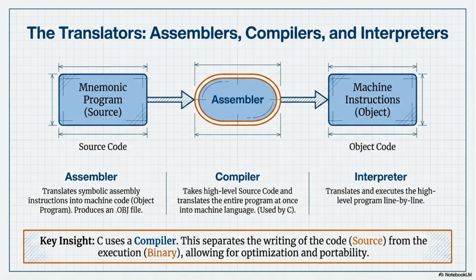Programming languages rely on translators. An assembler converts symbolic assembly into machine code. A compiler translates the entire high-level program into machine language at once. An interpreter translates and executes the program line by line. C uses a compiler, separating the code writing from execution for better optimization.